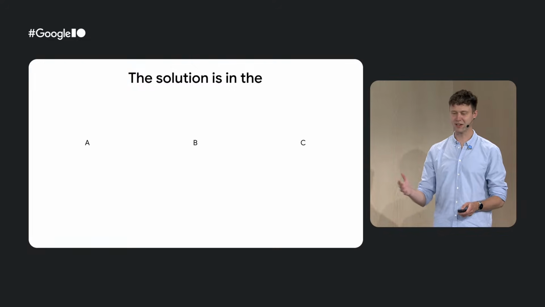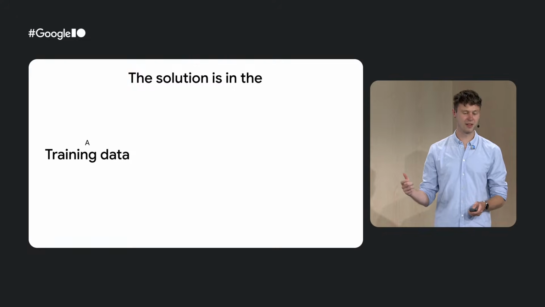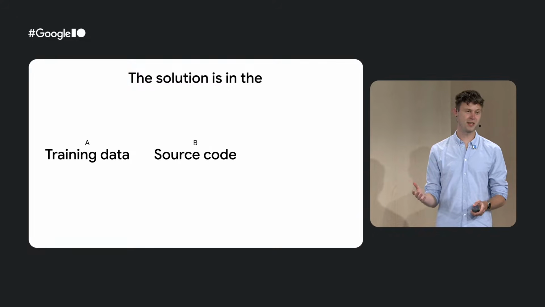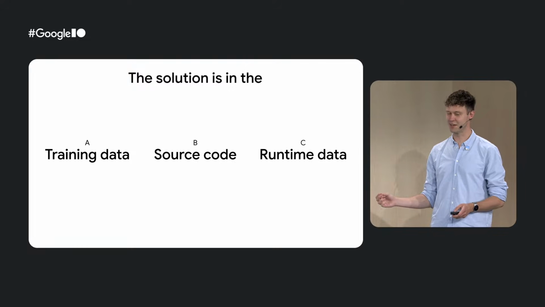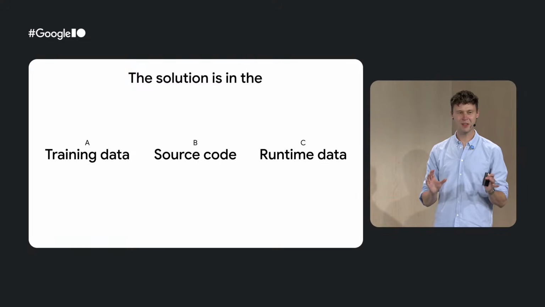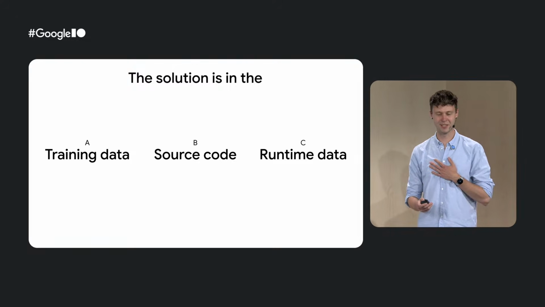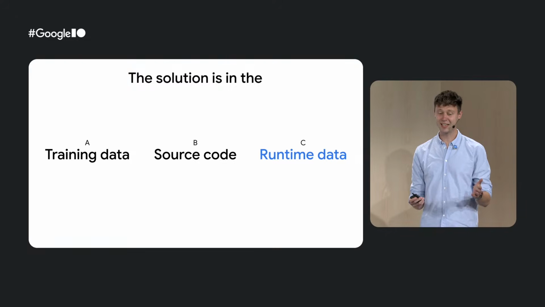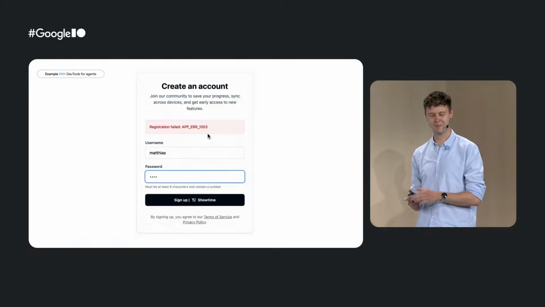Any wild guesses where it is? Is it A, in the training data of the model? Or is it B, in the source code? Or is it C, in the runtime data? After you listen to my heartwarming story of how I learned web development, you will know it's C. The solution is in the runtime data. Let me show you where.